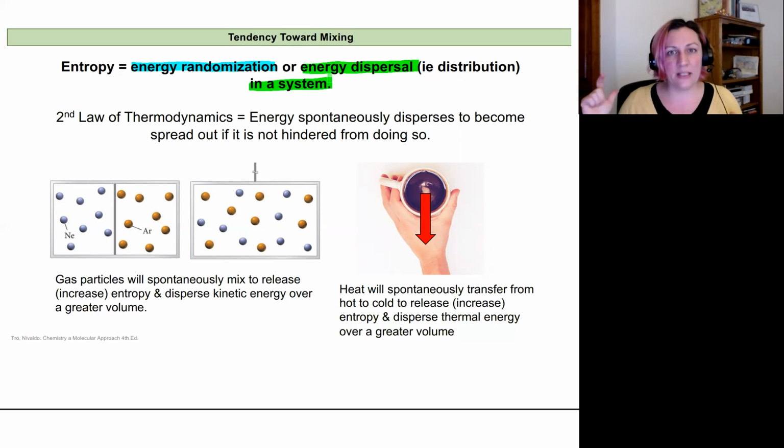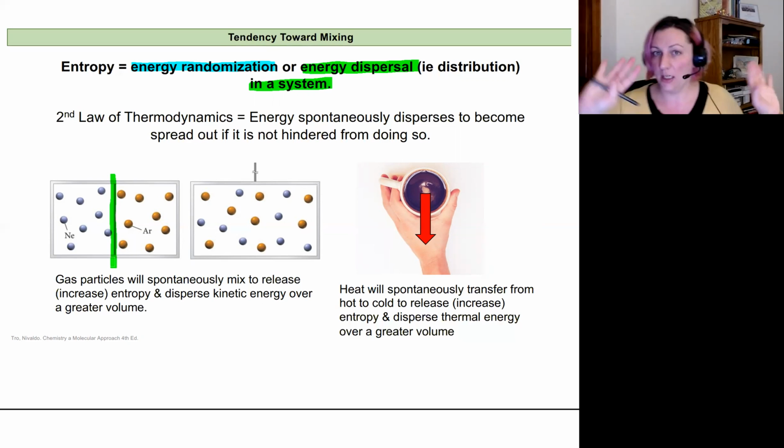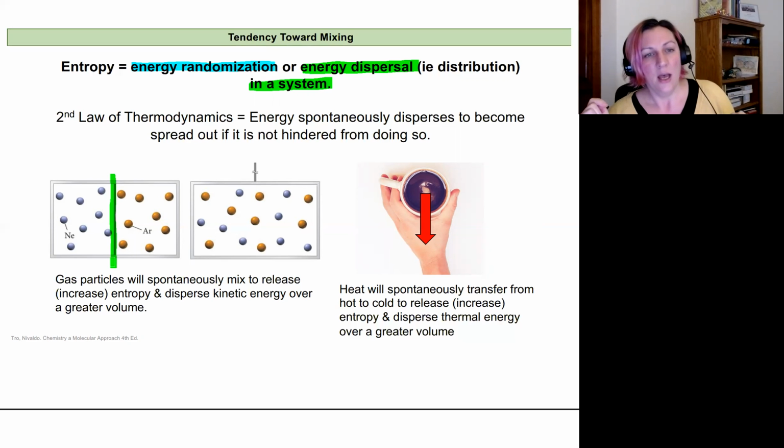So let's think about this in a few ways that might feel more intuitive, and things that we talked about before. Let's look at gases and let's look at heat transfer, things we've already talked about. So with gases, if we separate two gases in a box, right? So they're totally isolated from one another. We've got neon and we've got argon on the other side. So they're separated.